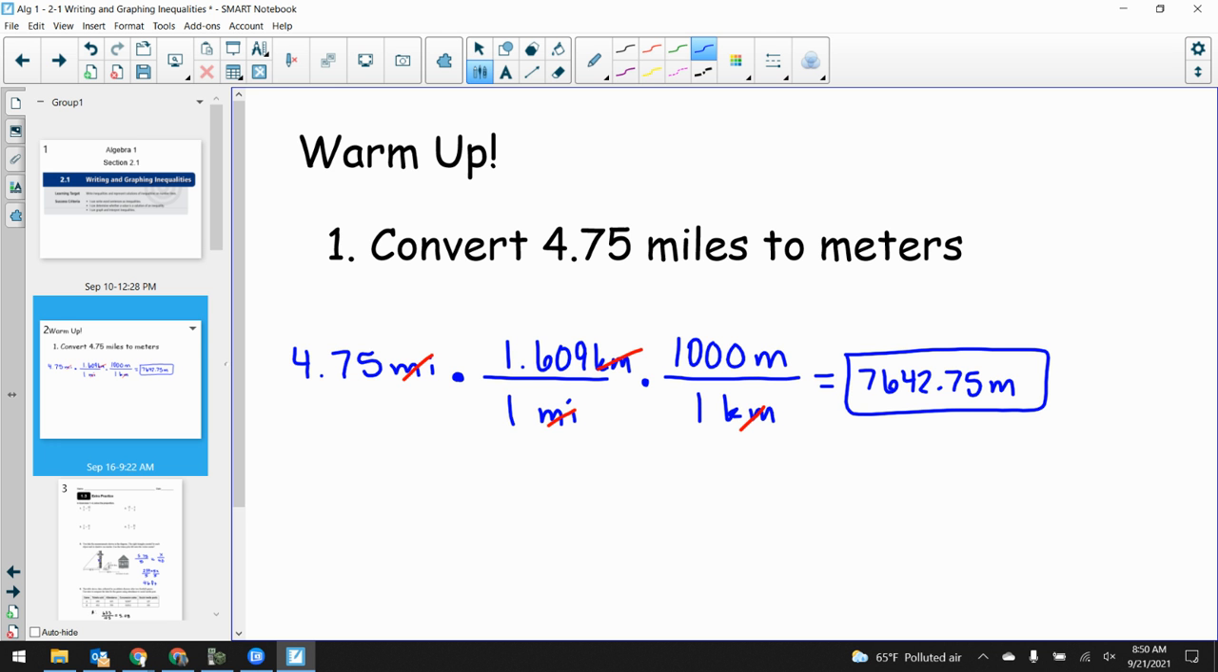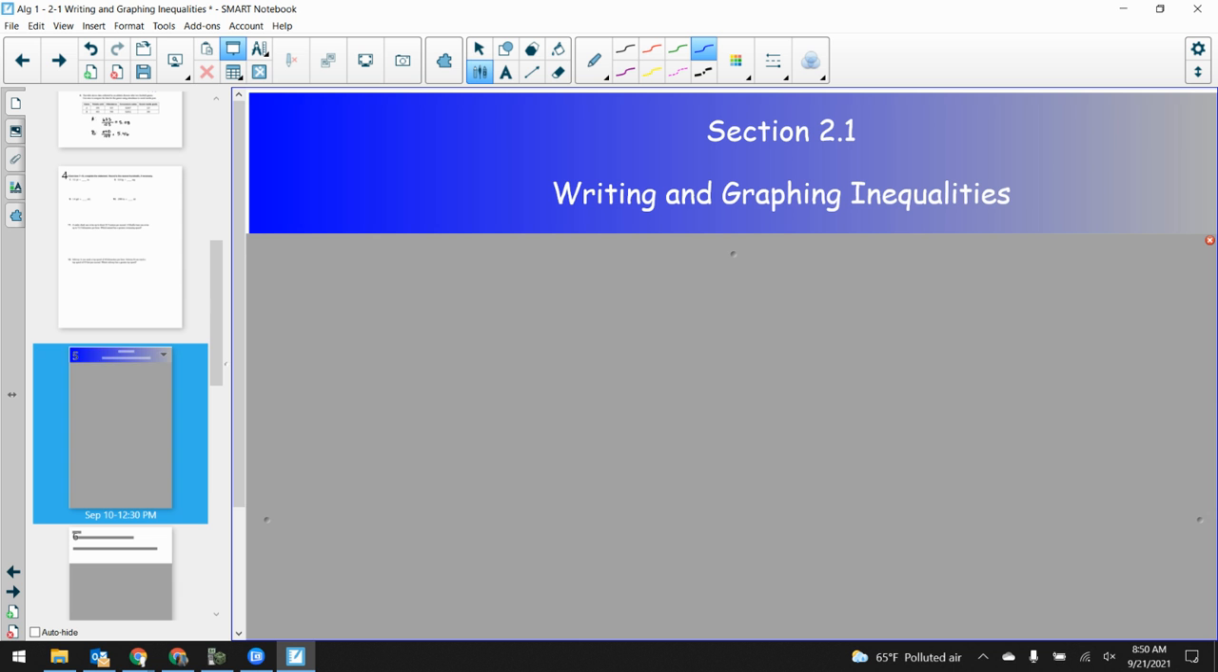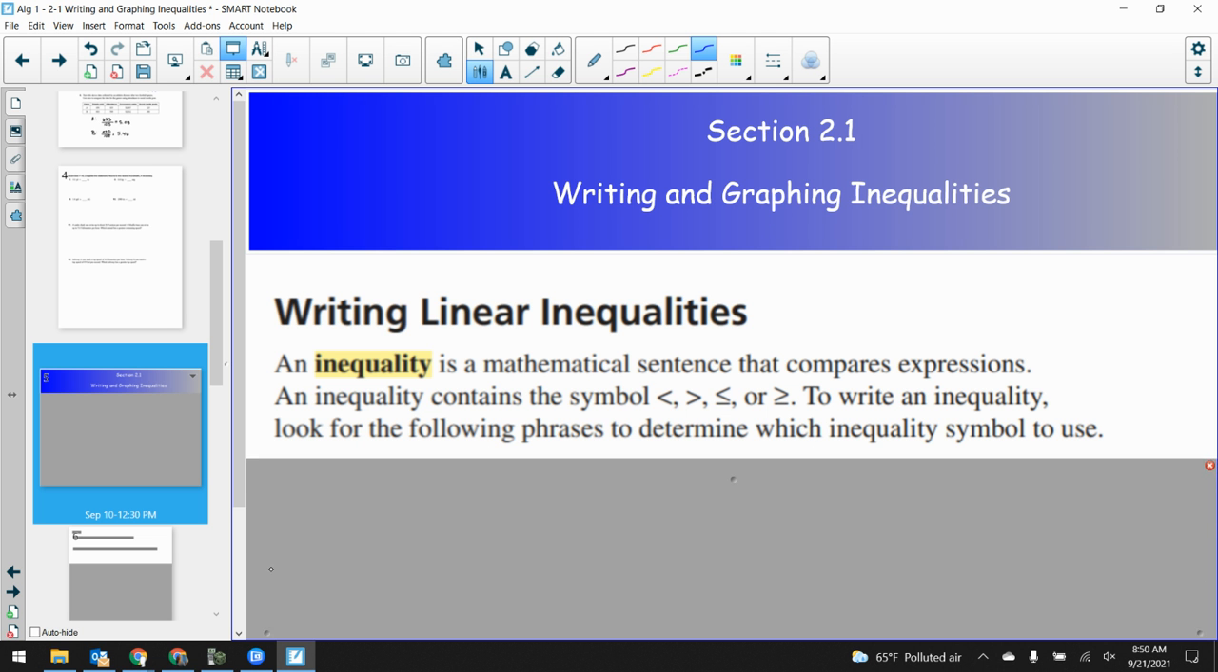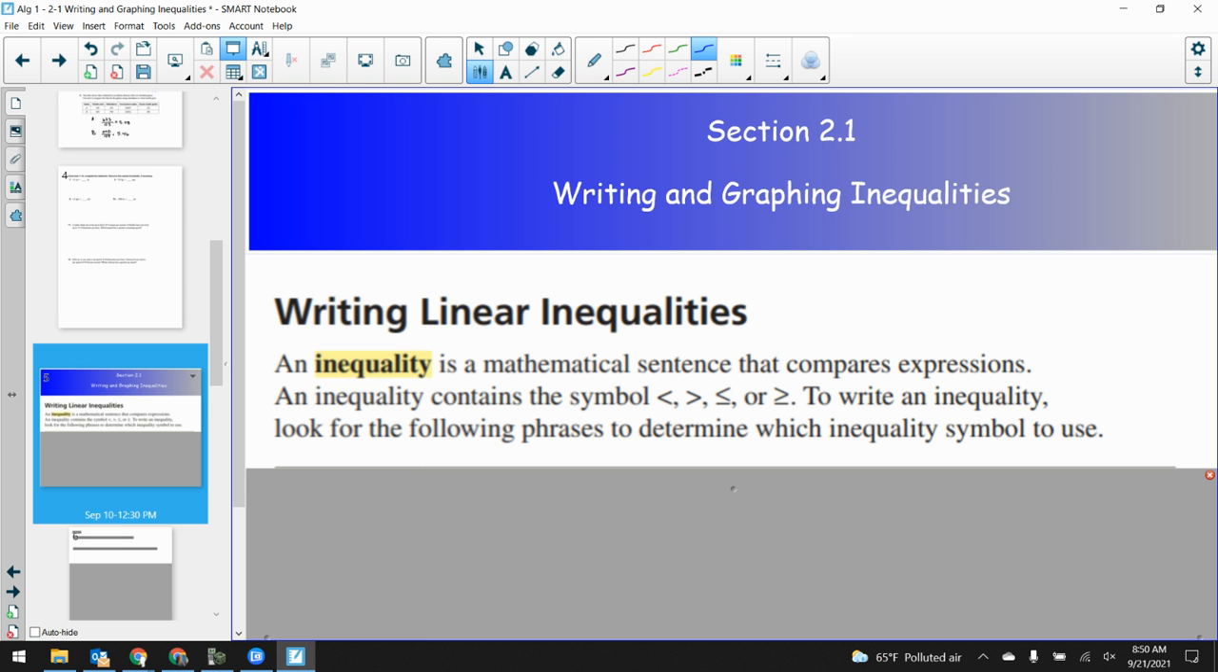And how do we work with that? Chapter 2 is all about when things are bigger, smaller, bigger than or equal to, smaller than or equal to. And that is called an inequality. So our formal definition, which you see on your papers there: an inequality is a mathematical statement or a sentence that compares expressions. It compares them. It doesn't set them equal. It says one is bigger than, one is smaller than, not necessarily the same as. It could be the same as. That's where we get the or equal to. That's what we're working with in chapter 2.